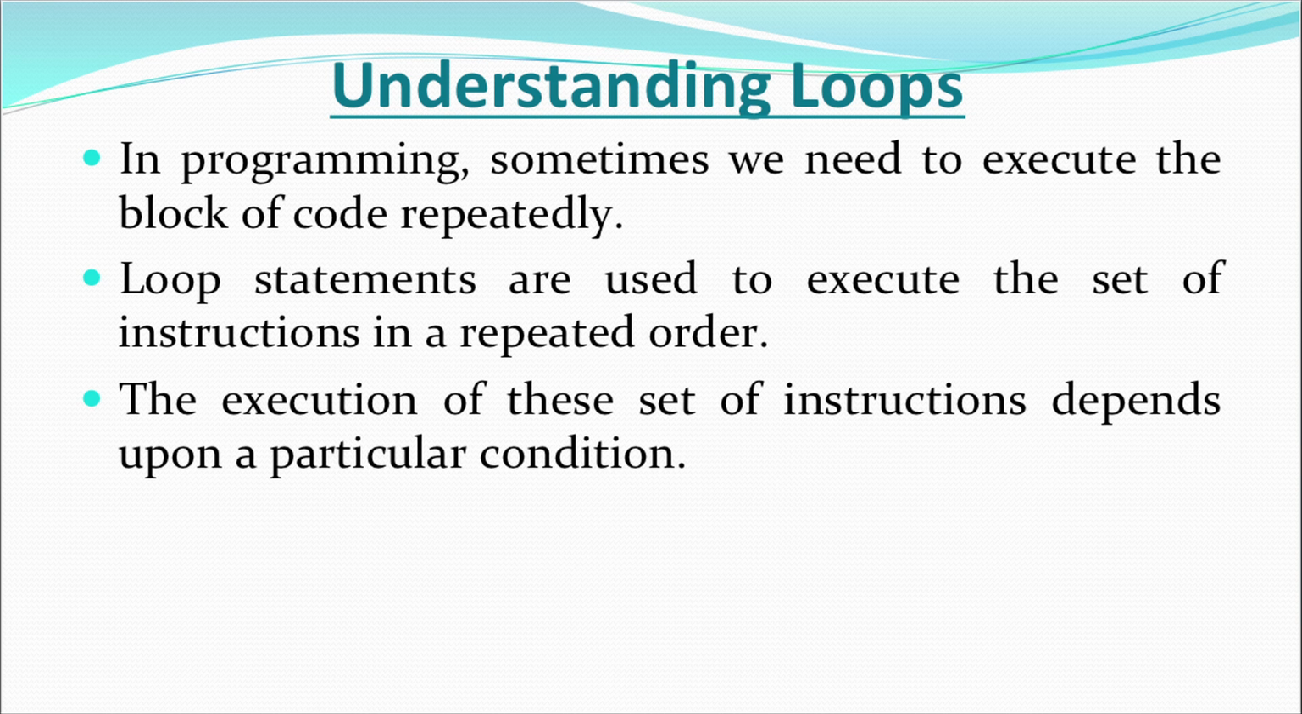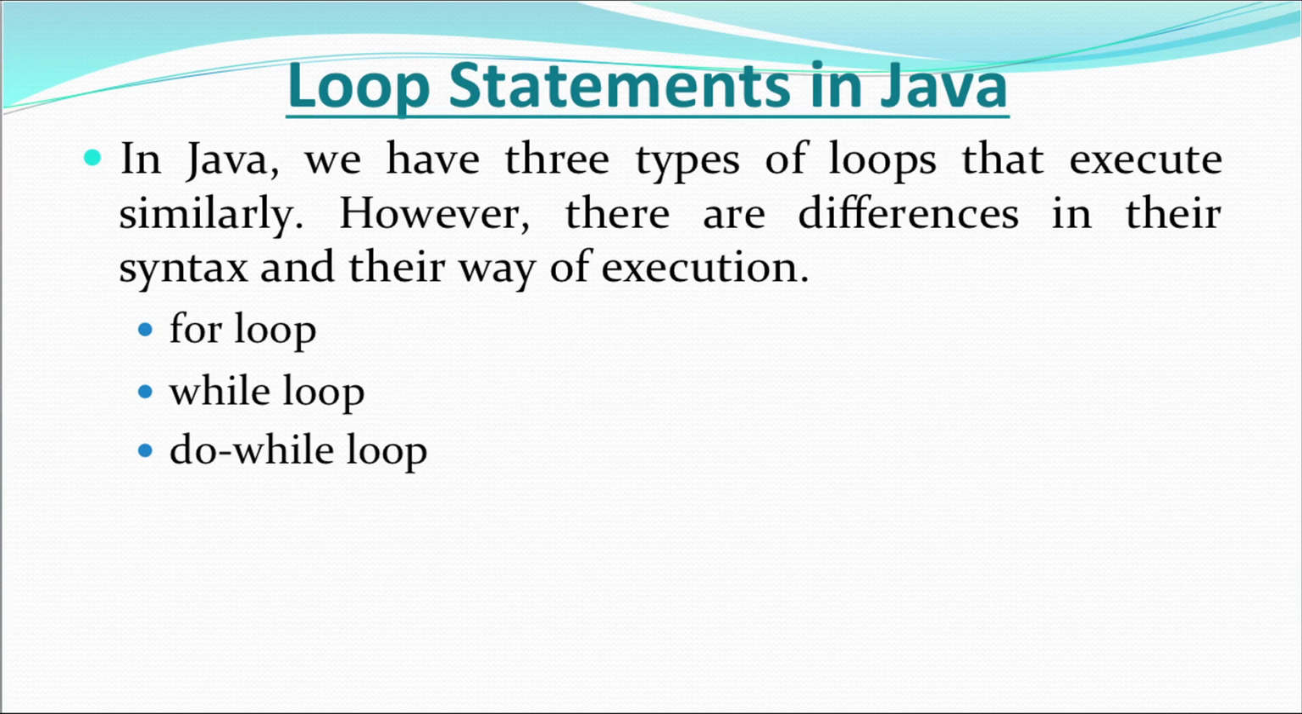Then the loop statements are used to execute a set of instructions in a repeated order. The execution of these instructions depends upon a particular condition. Only when a particular condition is satisfied does the particular block of code get executed, right? So, as I have already told you, there are three kinds of loops in Java: for loop, while loop, and the do while loop.